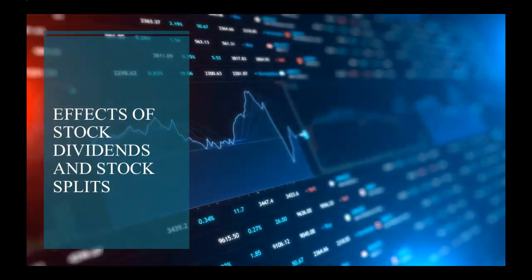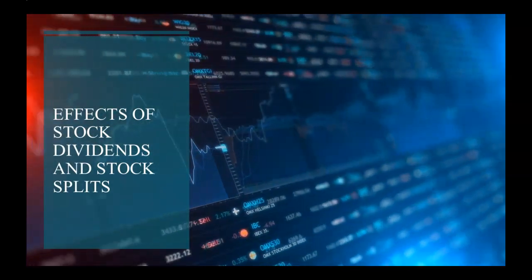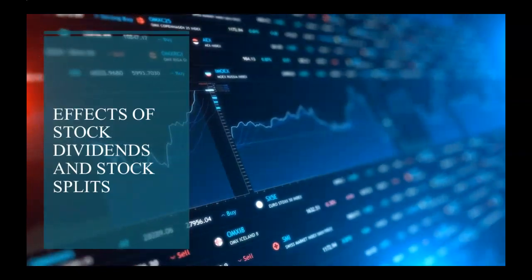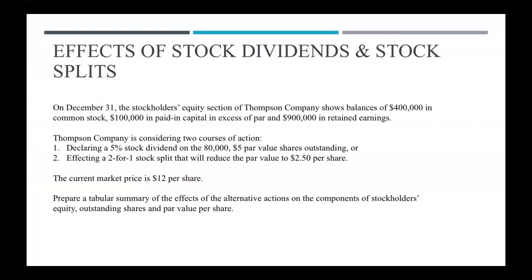Let's talk about the effects of stock dividends and stock splits. So we have this example problem here that says on December 31st, the stockholders' equity section of Thompson Company shows balances of $400,000 in common stock, $100,000 in paid-in capital in excess of par, and $900,000 in retained earnings.